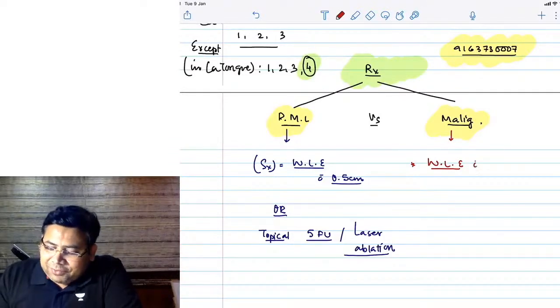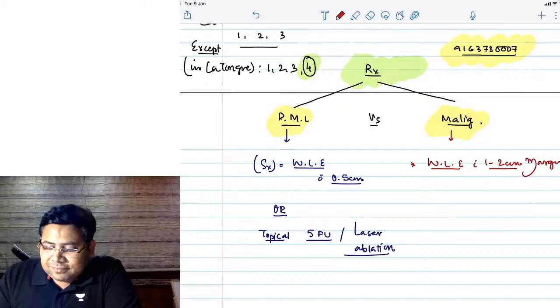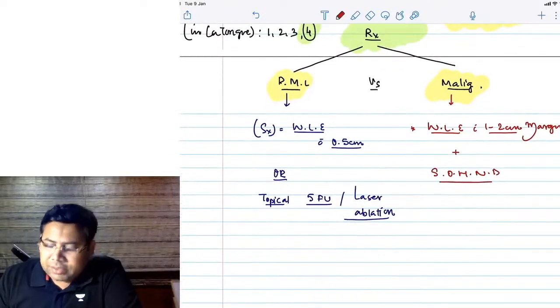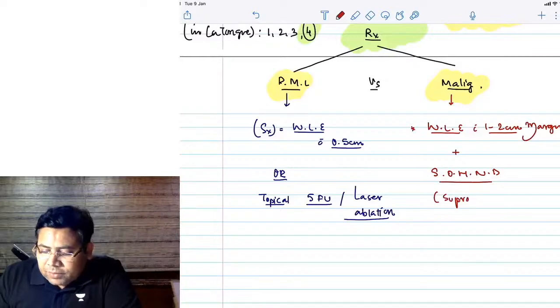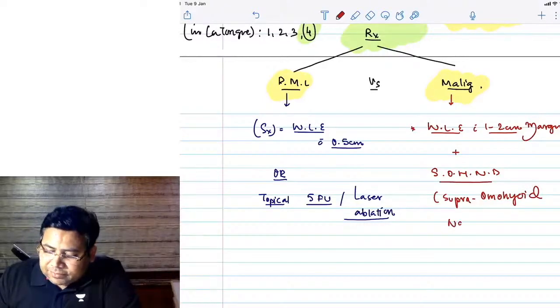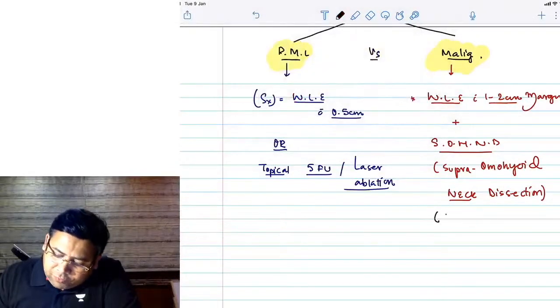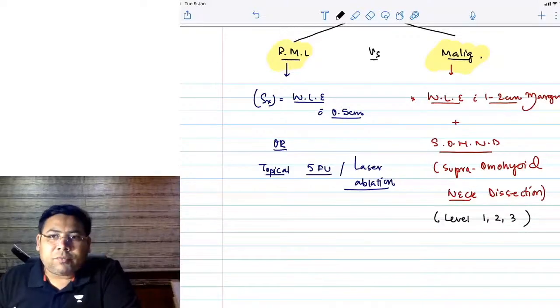So wide local excision with 1 to 2 centimeter margin. Along with that, SOHND. What do you mean by SOHND, students? Supraomohyoid neck dissection. Now there are a lot of things to be asked in supraomohyoid neck dissections. Students, what are the lymph nodes that we remove in the supraomohyoid? We remove level 1, level 2, level 3. This is what is removed.